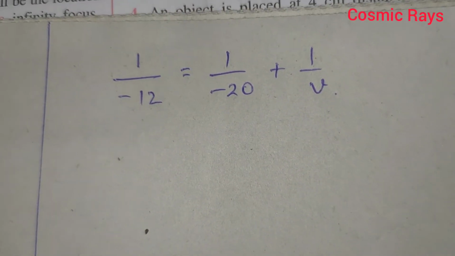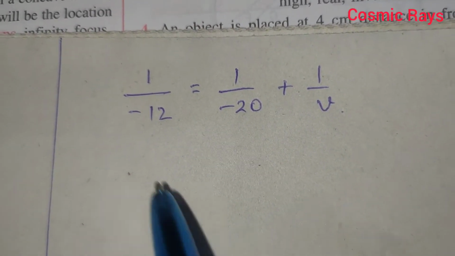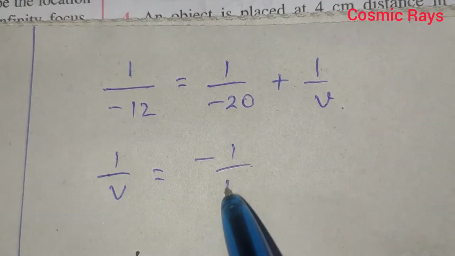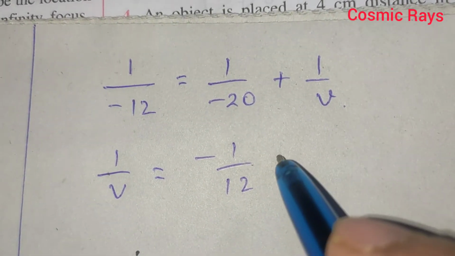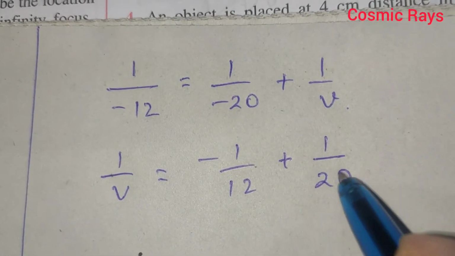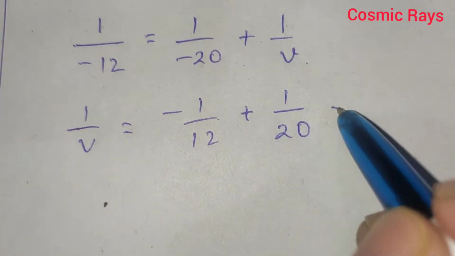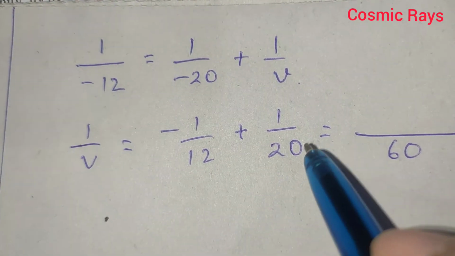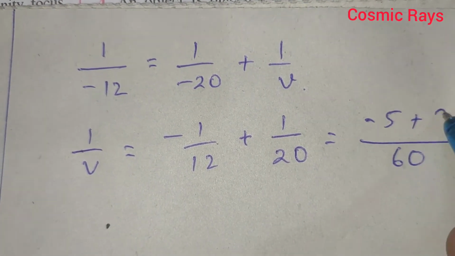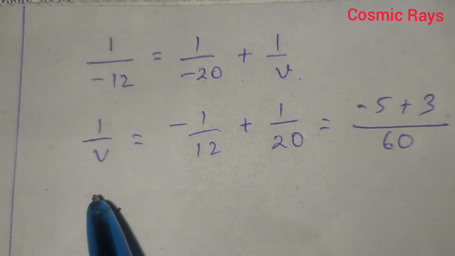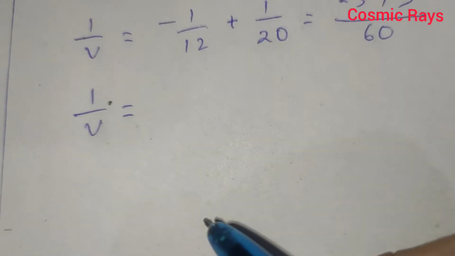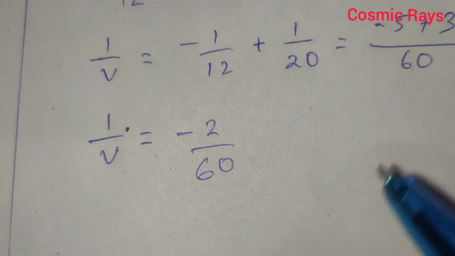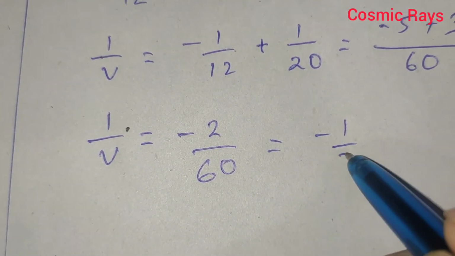So 1 by v will be equal to minus 1 by 12 plus 1 by 20. Now after calculation we will get, LCM 60, minus 5 plus 3. Alright, so here we are getting 1 by v is equal to minus 2 upon 60. So that is equal to minus 1 upon 30.